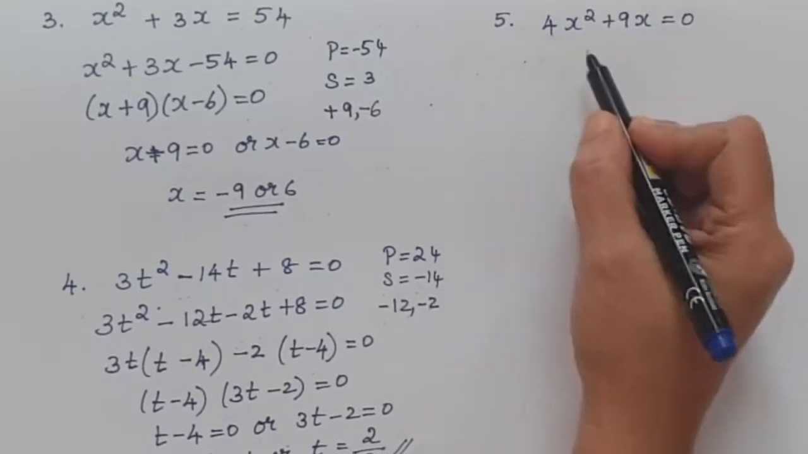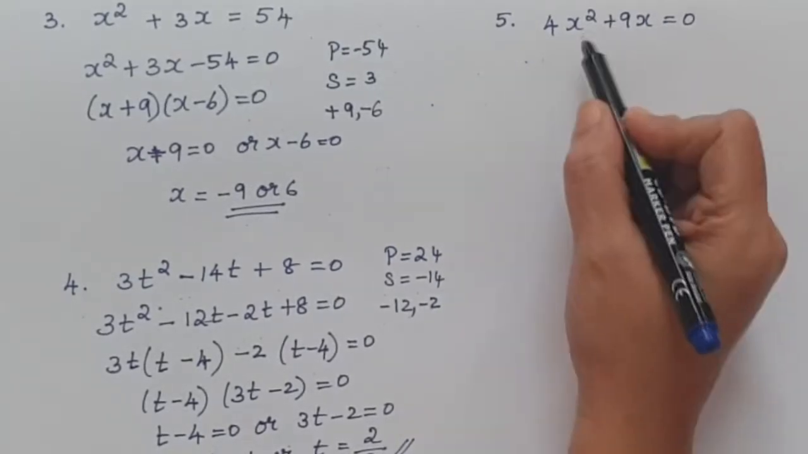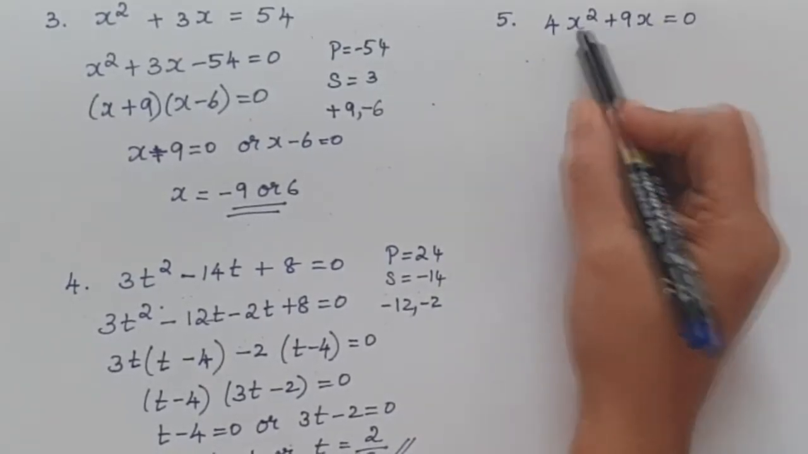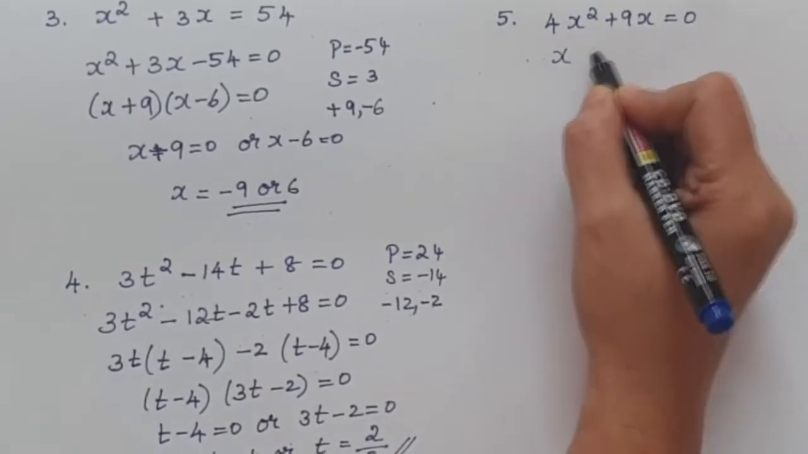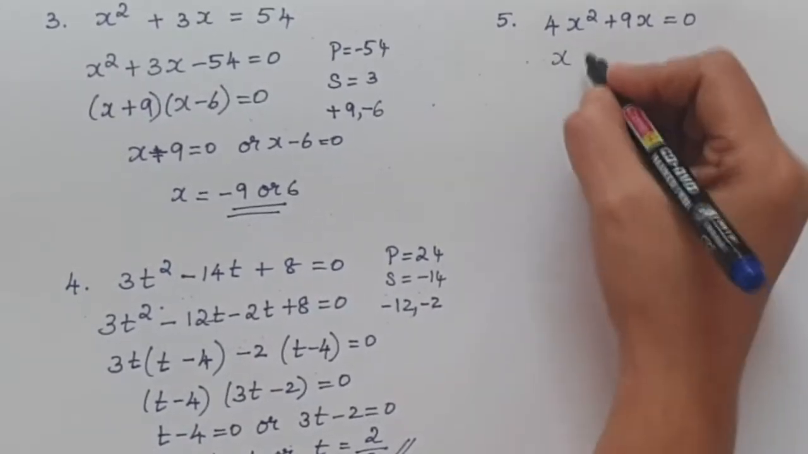Now the fifth question, 4x square plus 9x equal to 0. Here there is no constant. So automatically x is common in these two terms. So we take an x outside.